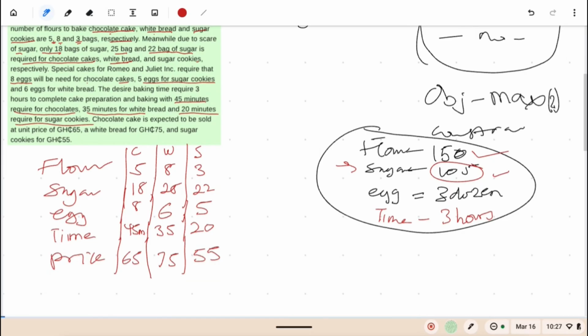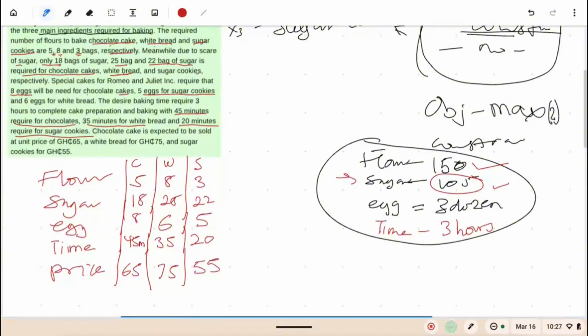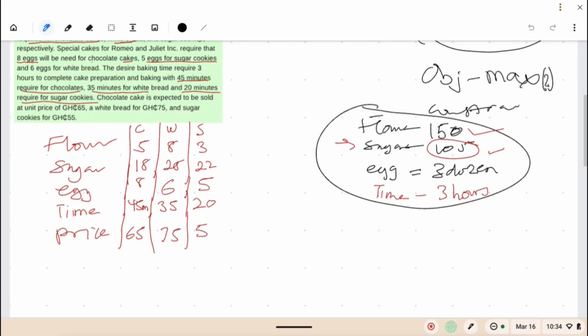If the company, Romeo and Juliet, wants to maximize their profit, what is the objective function? Like what's their profit? How much did they make? Right. So we are done gathering the information. These are the information needed.